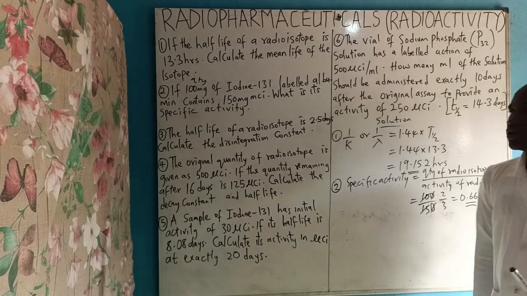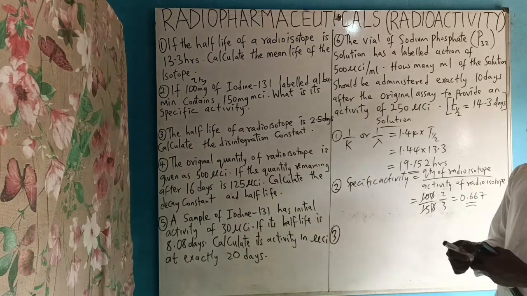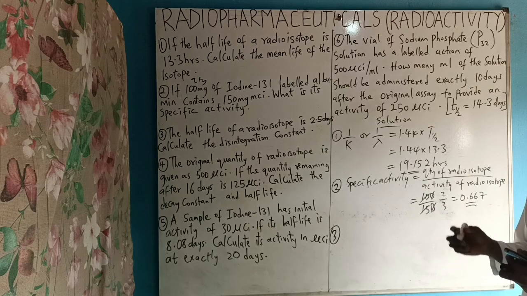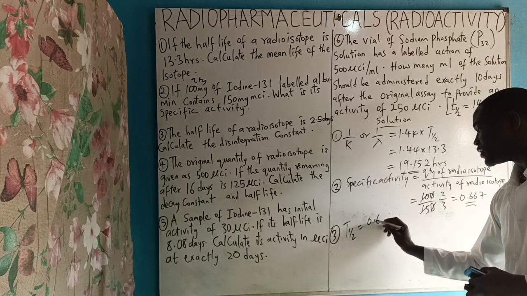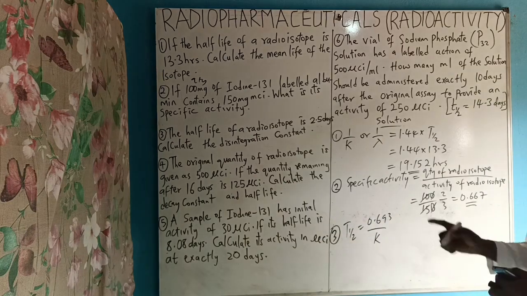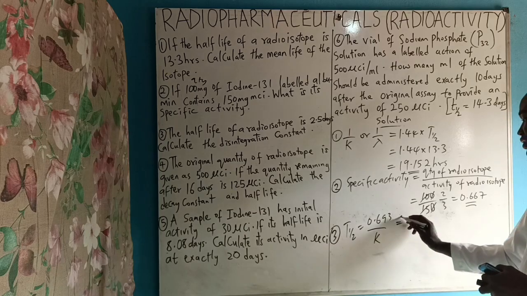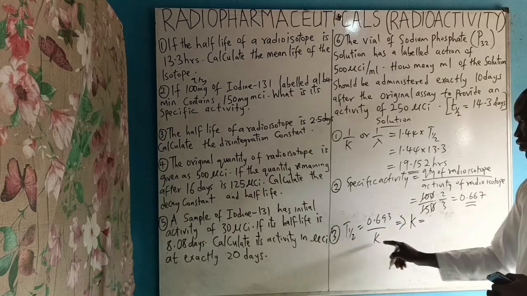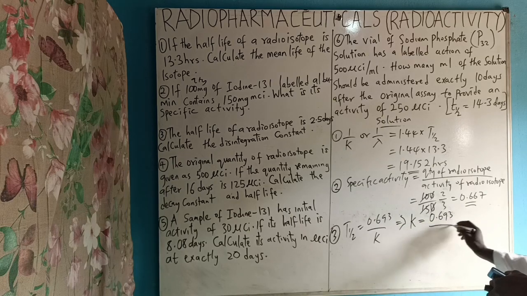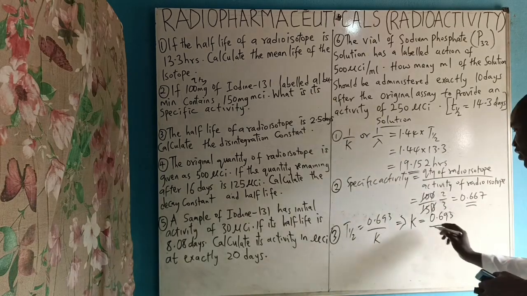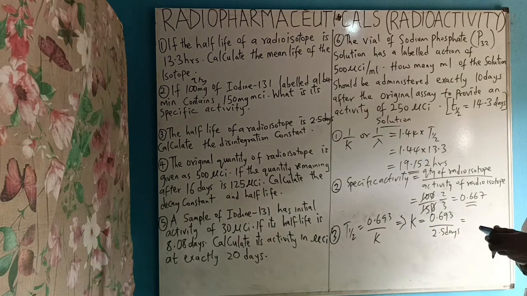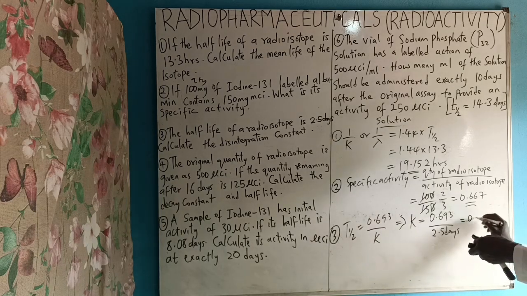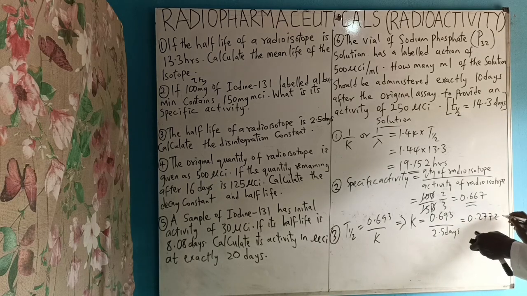Okay? Then we go to question number 3. The half-life of a radioisotope is 2.5 days. Calculate the disintegration constant. We noted that half-life is equal to 0.693 all over K, that is the decay constant or disintegration constant. It implies that the disintegration constant is 0.693 all over the half-life given to you, 2.5 days. Use your calculator and solve it. You'll get 0.2772 per day.